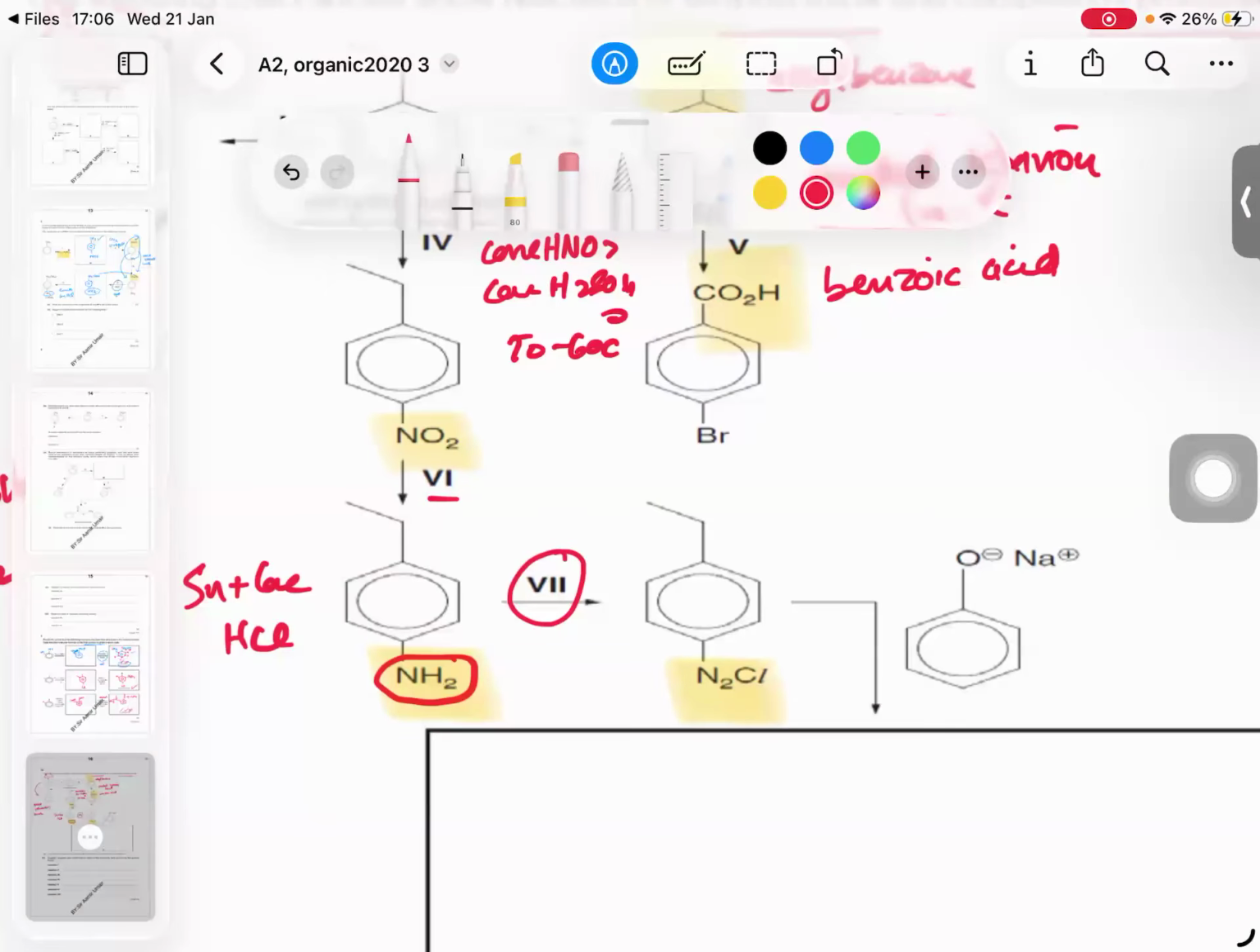So NH2 turning into N2Cl. BDC. Right, BDC. So what do we need to make a BDC? For it, we need NaNO2 plus HCl and 0 to 5 degrees. Don't we need any OH for neutralization of acid? Yes, and the solvent used is NaOH aqueous.